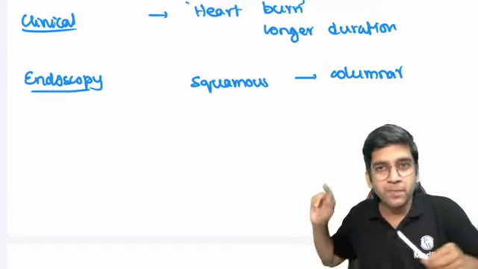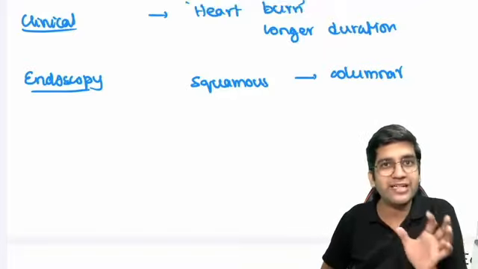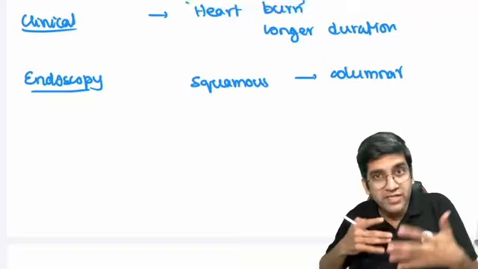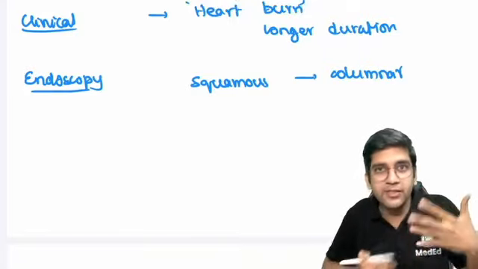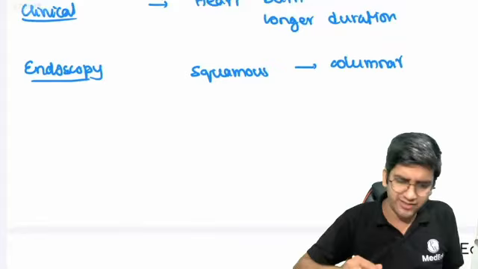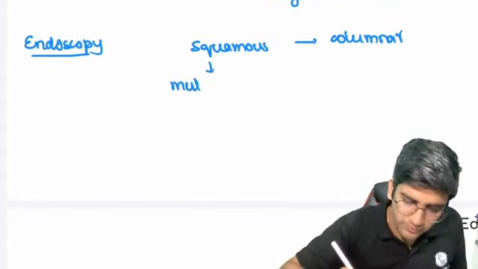So can I say a columnar epithelium in my microscopy will be red, to the naked eye will be red in color, and squamous epithelium is multi-layered and it will be pale in color? Is that statement right? It's right, right? Simple logic.